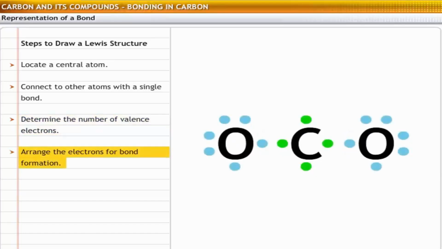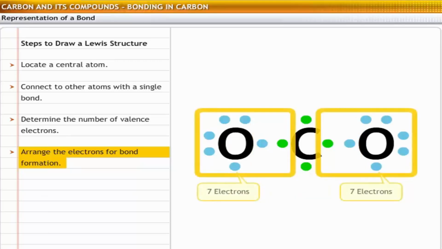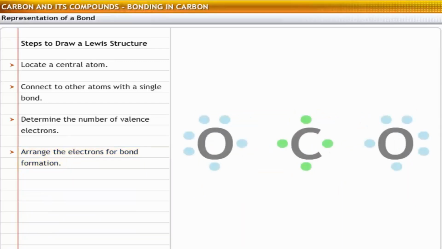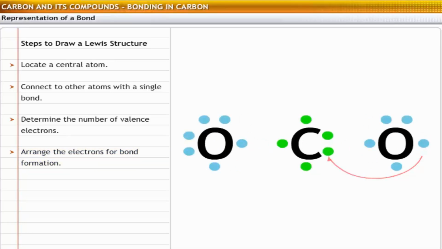The next step is to arrange the electrons so that each atom contributes 1 electron to a single bond. Now, in the present example, when such an arrangement is done, we can see that there are 6 electrons around carbon and 7 around each oxygen atom. This means that the octet is not complete. As the octet is not complete, move 1 electron per bond per atom to make another bond.